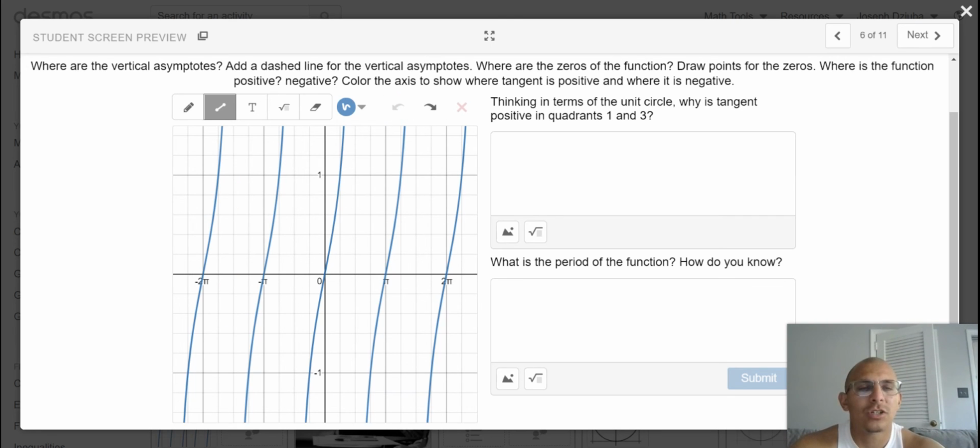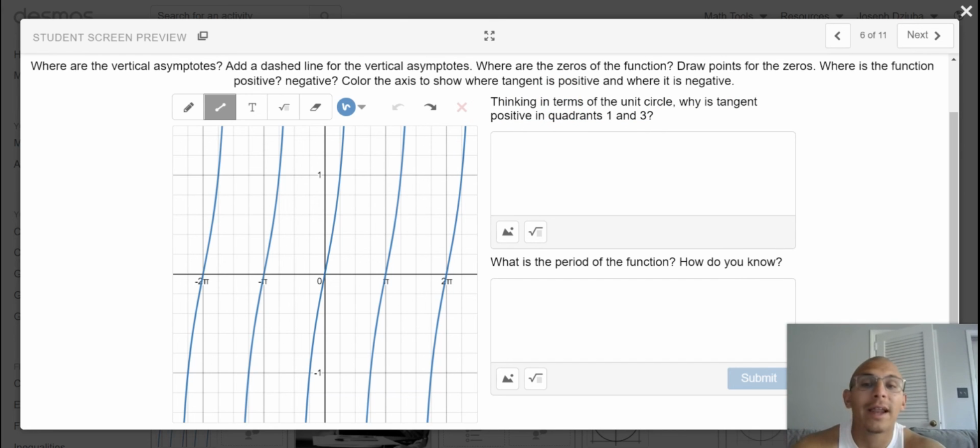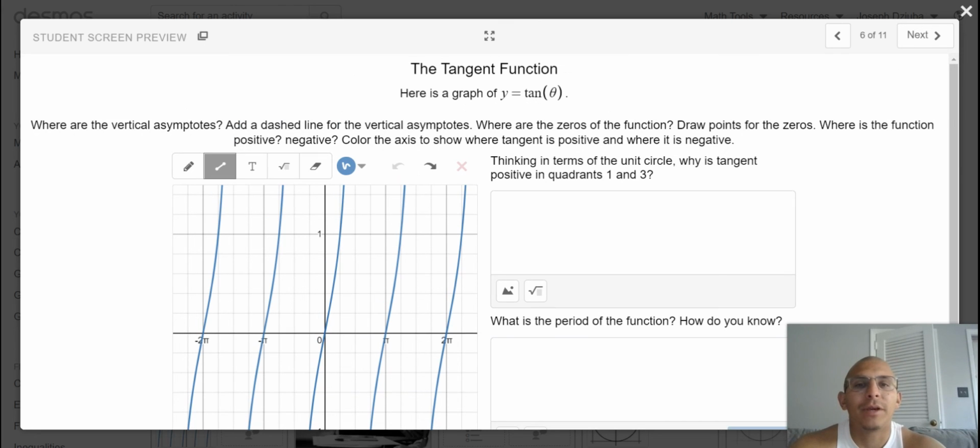What are the zeros of the function? Draw points for the zeros. Where is the function positive, negative? Color the axis to show where the tangent is positive and where the tangent is negative. So in terms of the unit circle, why is tangent positive in quadrants 1 and 3? Where does that actually unfold here in our coordinate plane? And the period of the function.